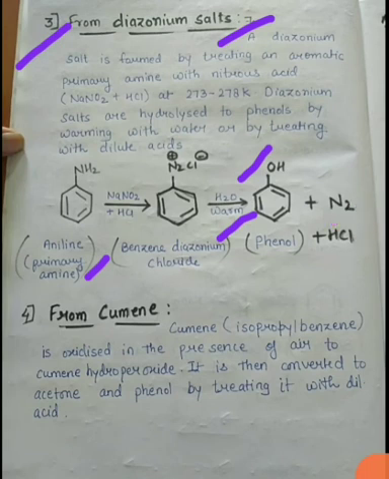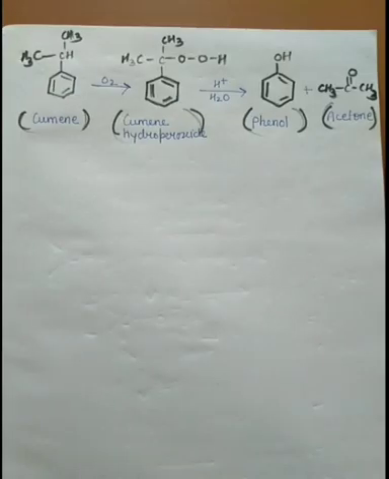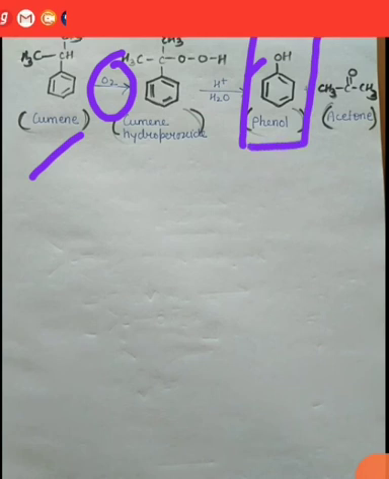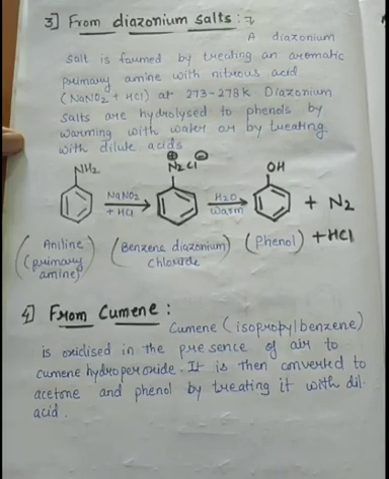Then we discussed the fourth one that is used worldwide, that is from cumene. We took cumene and reacted it in the presence of air, that is, with oxygen. Then cumene hydroperoxide is formed, which is then reacted in acidic medium, and hence phenol is obtained. Along with the phenol, acetone is obtained. So this is all about the preparation of phenols.